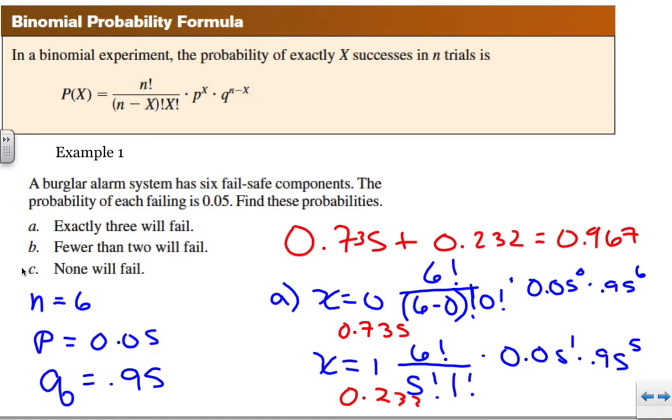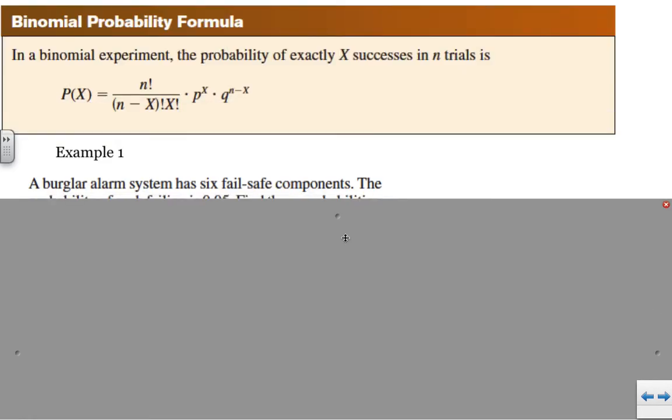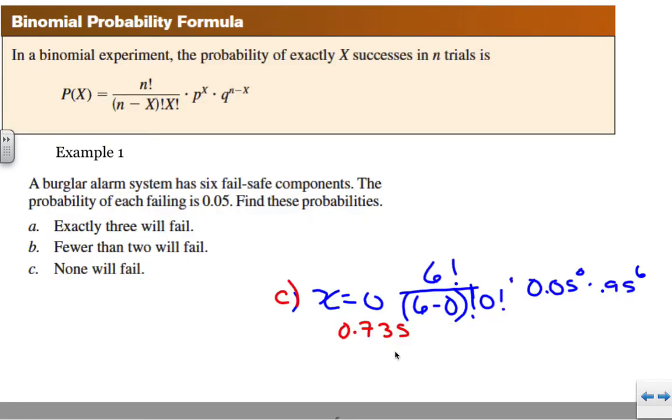Then part C of example 1 is that none will fail. So what's the probability that none of them will fail? And actually the answer is already on this one. It's on the next slide too. But we have it right here. We've already calculated that 0 will fail, and it's 0.735. But we can look at it on this slide too. Once again, plugging in the numbers in a formula. All you're doing is using a formula. The hard part sometimes is deciding what all of my values are.